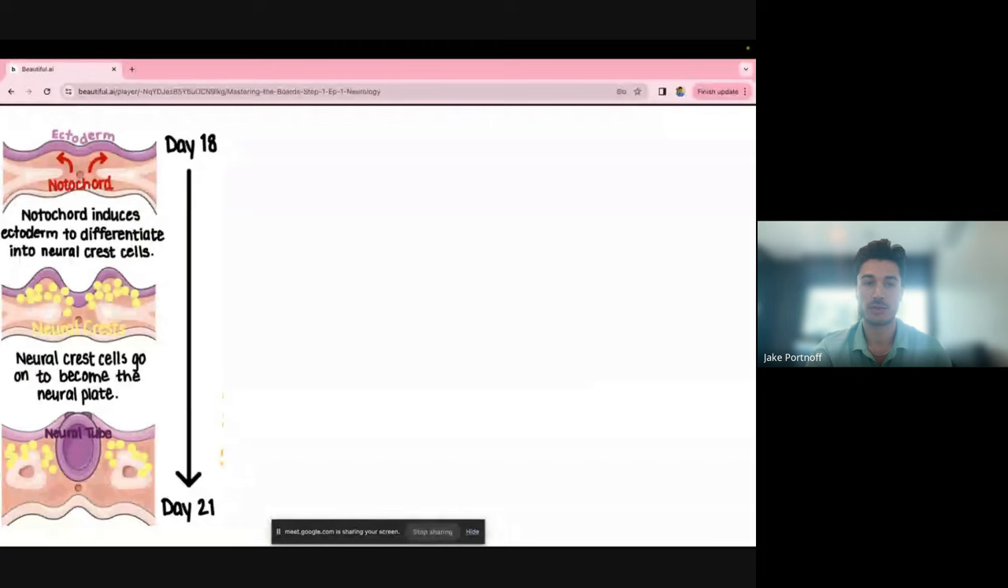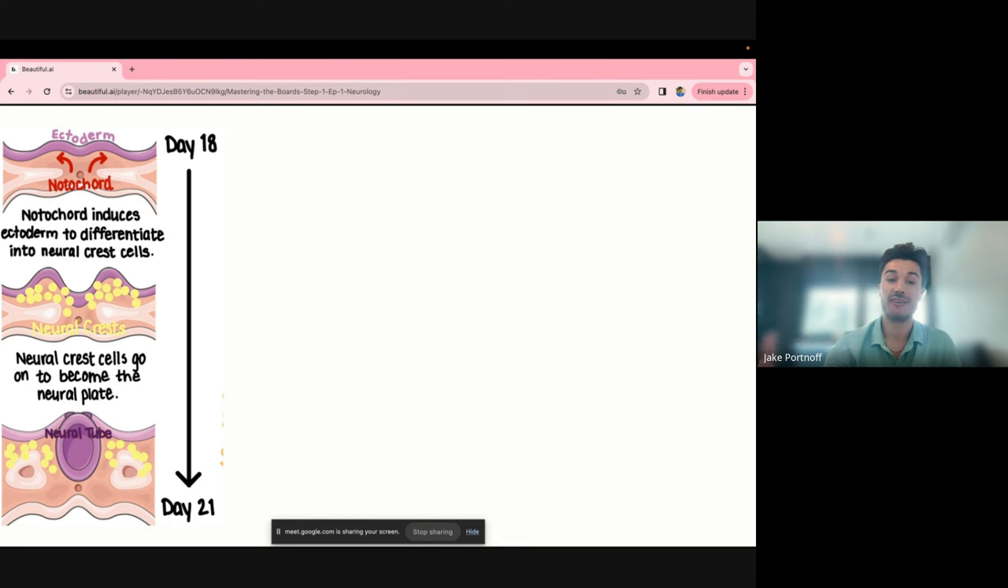So reminder, week three, we have gastrulation, which forms three layers. That's a really easy way to remember it. You have your ectoderm, your mesoderm, and your endoderm, okay? As it relates to your nervous system and neurulation, we're really concerned with our ectoderm. Okay, and we have this remnant called the notochord, which is actually going to induce the ectoderm to differentiate into our neural crest cells. Neural crest cells are really important because they go on to become the neural plate. And then what happens is your ectoderm is actually going to invaginate, as you see here, over the course of 3 days of neurulation to form our neural tube, which goes on to form our spinal cord and brain, right?